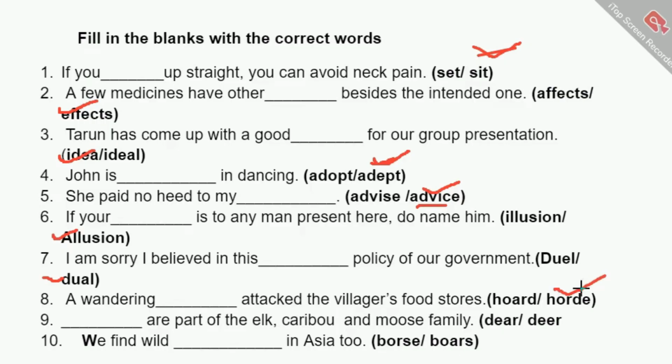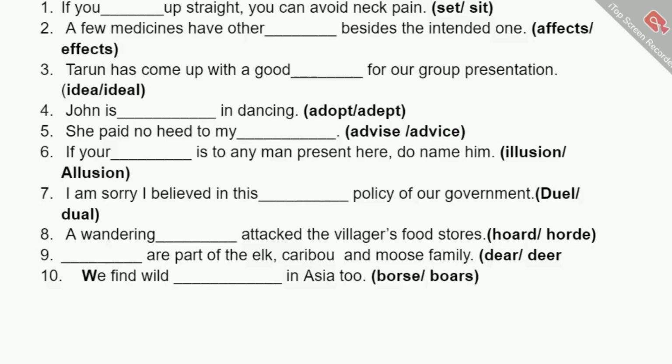See the last two. Here we have the ninth one: dash are part of the elk, caribou and moose family. Next here we have: a wild dash in Asia too. Boars or bores? Here we use BOARS, boars. This one is a wild pig typically found in forests or woodlands.